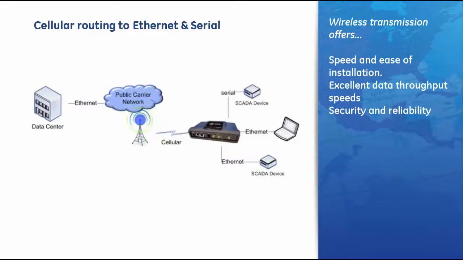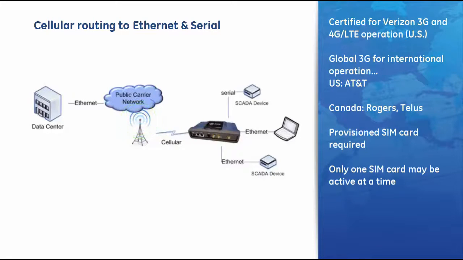Although many different applications are possible, we'll now show three common arrangements for the Orbit platform: cellular, Wi-Fi, and 900 MHz. The diagram here shows the Orbit in a basic cellular application, where the unit is connected to three different field devices, two of which are Ethernet-based and one which is serial.